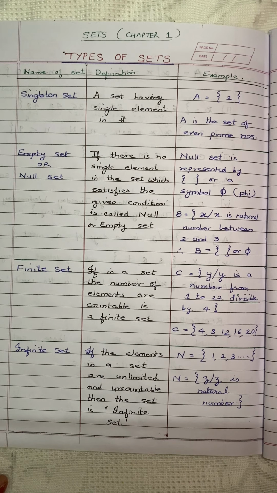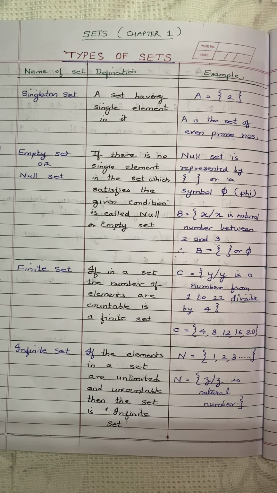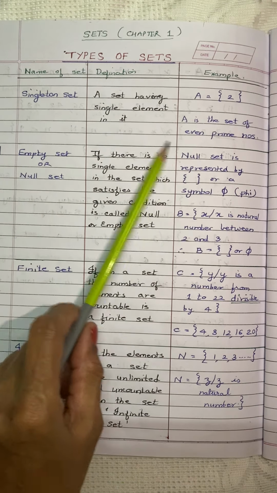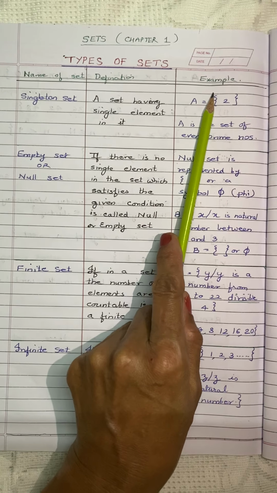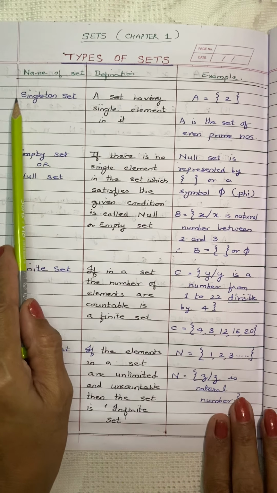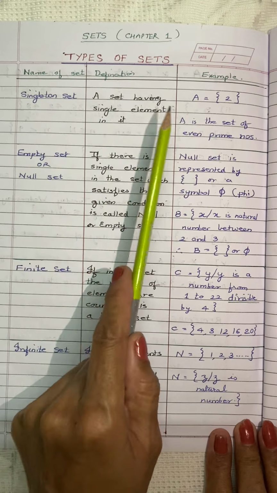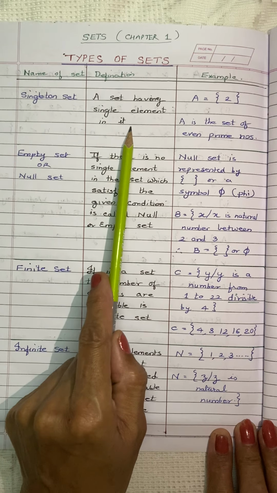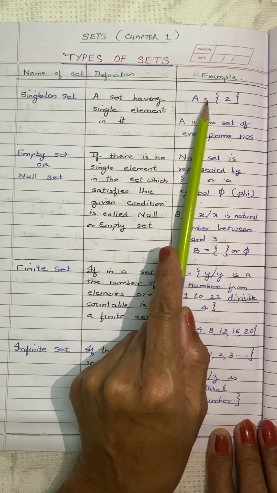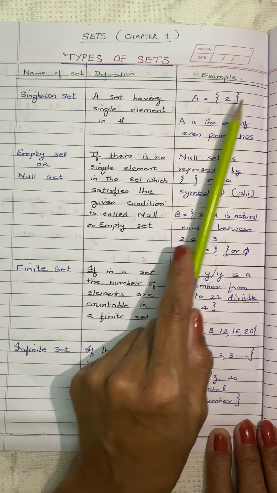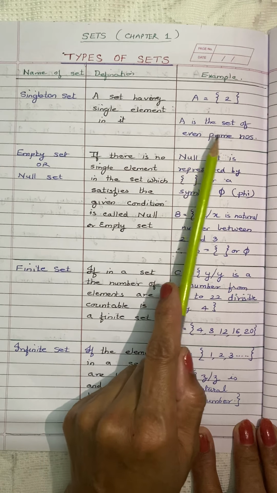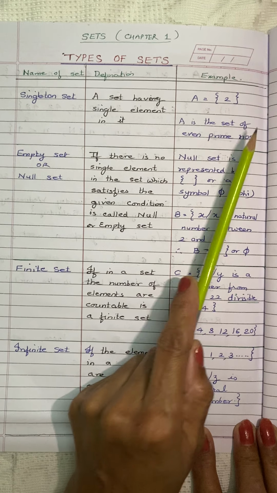Let's begin with the chapter Sets, and the subtopic will be types of sets. Let's understand the types of sets. This is the name of the set, then definition and example. First is the singleton set, a set having a single element in it. If you look at the example, A is equal to {2}, where A is the set of even prime numbers.